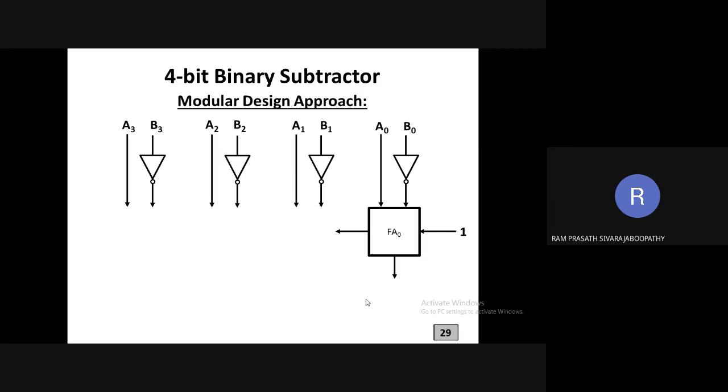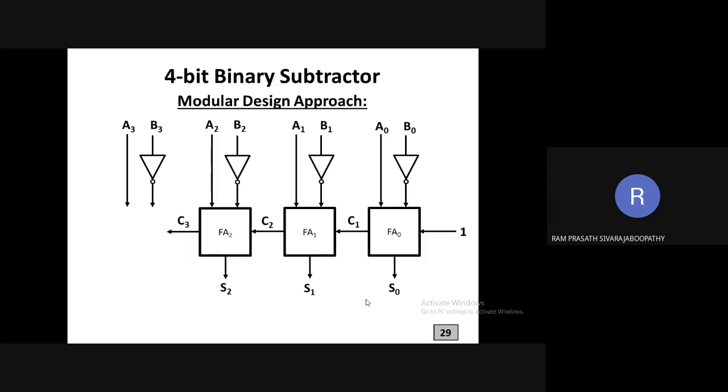LSB la 1 add aayidumaa? A0, B0 are the two inputs from the numbers. And 1 is the value, plus 1 for performing plus 1. Initially with the LSB I am adding 1. Clear? So now the outputs are S0, C1. Again it is given to the next full adder: S1, C2, S2, C3, S3, C4.